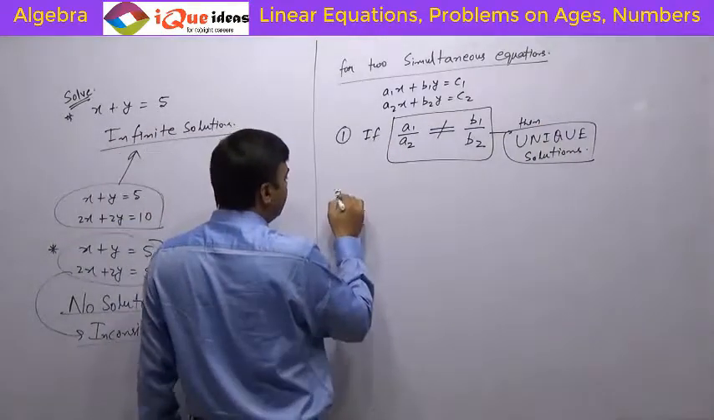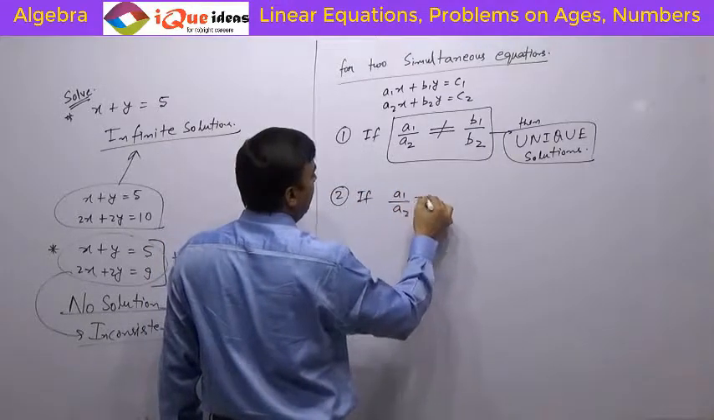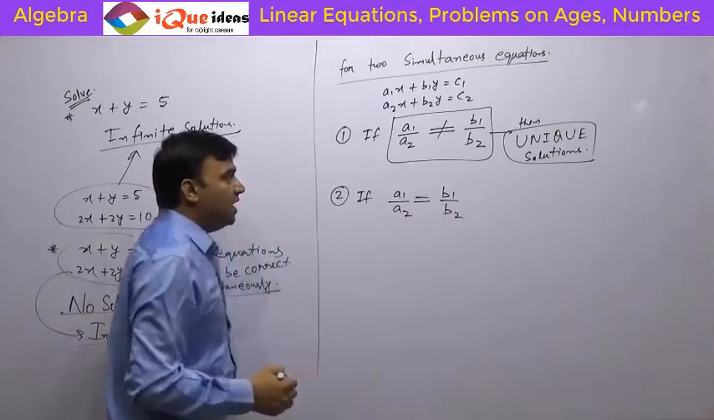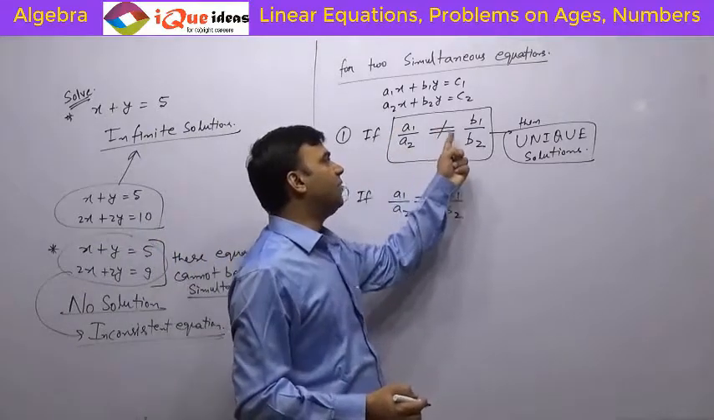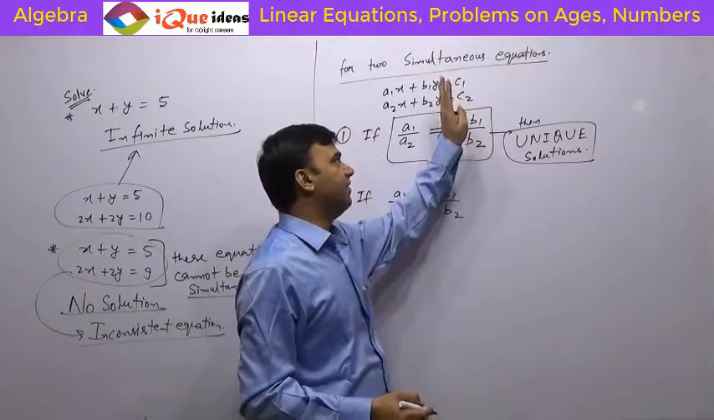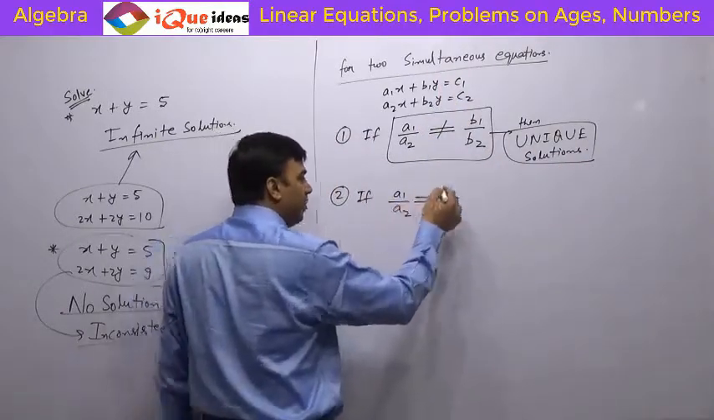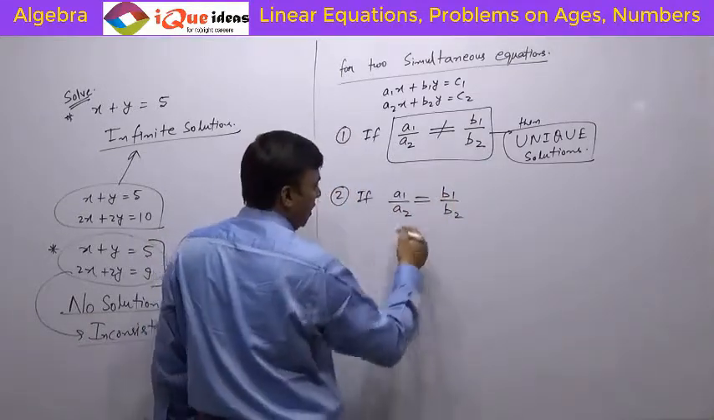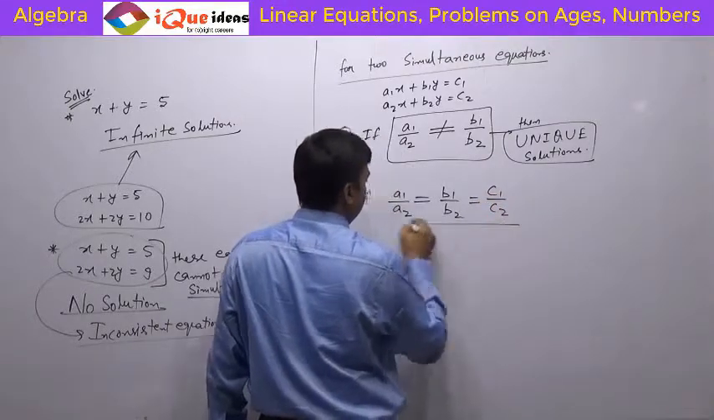So there will be one particular value set of x and y which will satisfy this. But suppose in case a1 upon a2 is equal to b1 upon b2, then what? Now there is a problem. Now we need to check c1 upon c2 also. Understand, when a1 upon a2 was not equal to b1 upon b2, we do not need to check c1 upon c2. Irrespective of their value, there will be a unique solution. But if a1 upon a2 is equal to b1 upon b2, we need to check c1 upon c2, then we will have two cases.